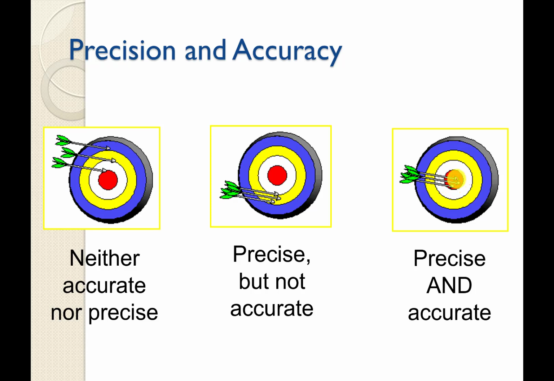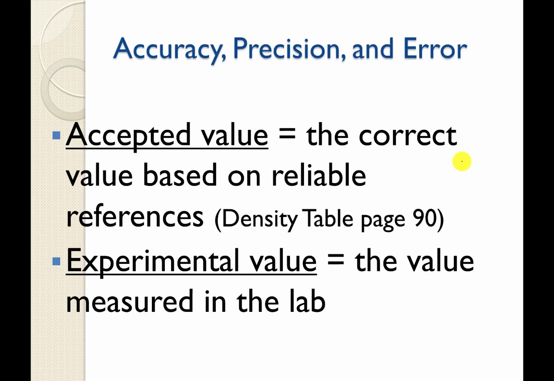This one is both accurate and precise. As you can see, these three arrows are right on the bullseye and they're all close together. That would be accurate and precise.